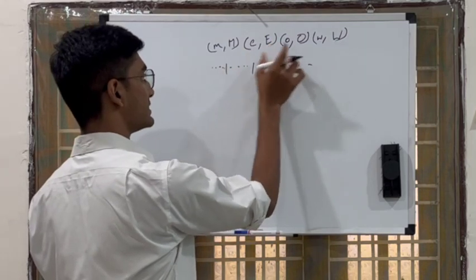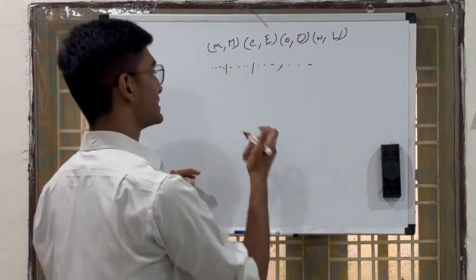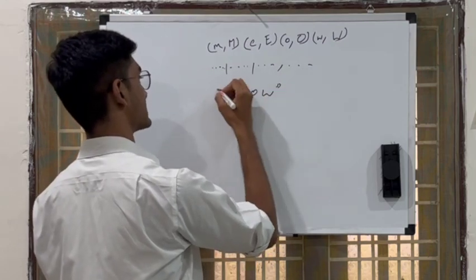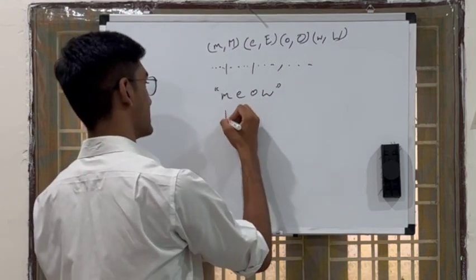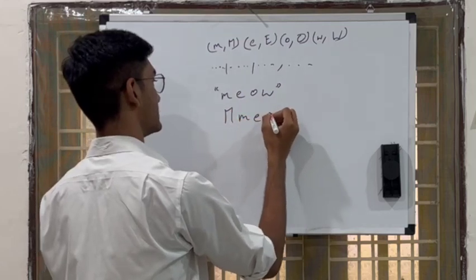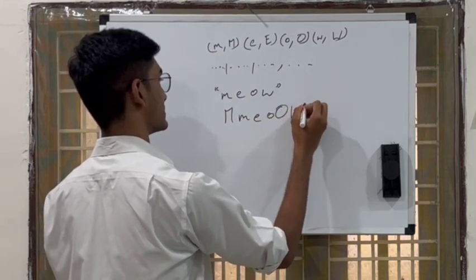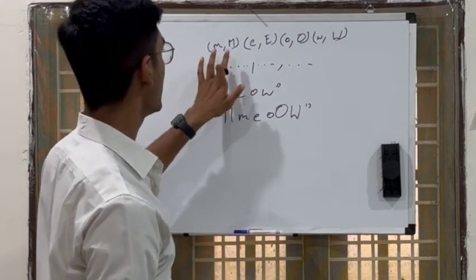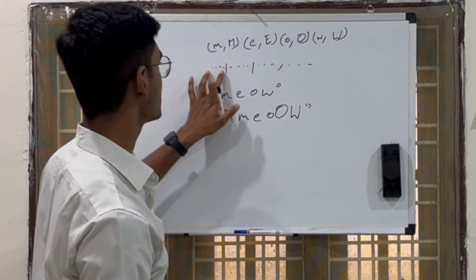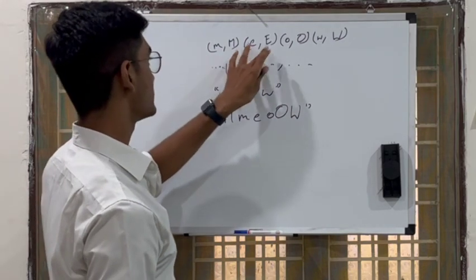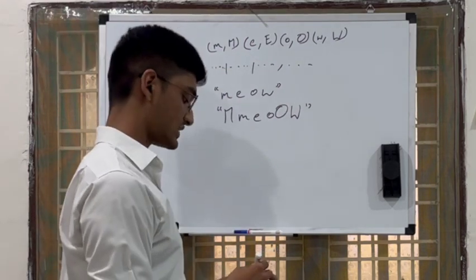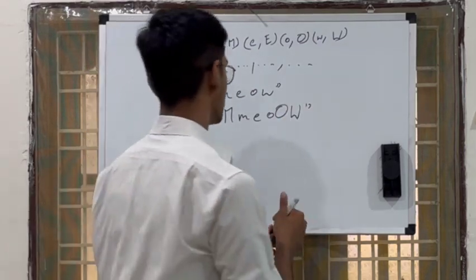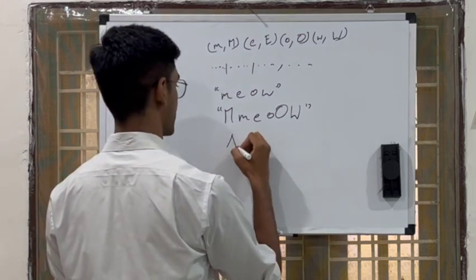The second, same thing, third, same thing, and fourth, same thing, which basically means that it could be something like this: M, E, O, W. This could be the string. Another thing could be M, M, E, O, O, W. So basically what I'm trying to say is, at least one of these should be present at least once, similarly for all these three. If this is the case, then good.